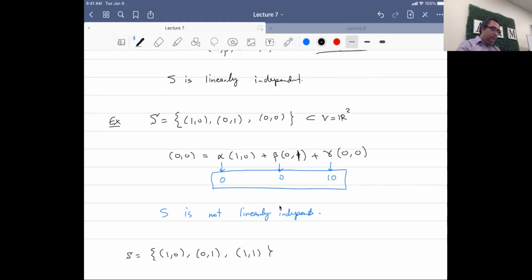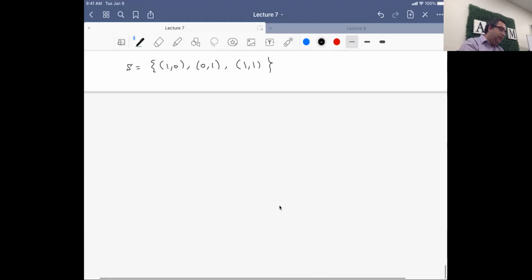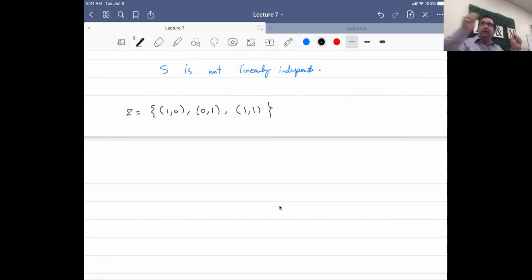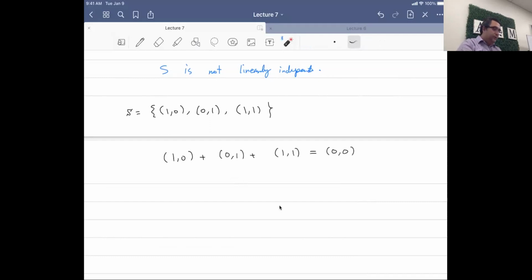This is also not linearly independent. Why? Can you give me a linear combination of these, not identically equal to 0 for every scalar, that gives you 0? Can you give me a linear combination of these that generates the 0 vector in a non-trivial manner? Non-trivial means at least one of these scalars is non-zero.